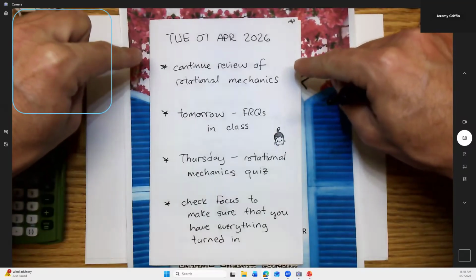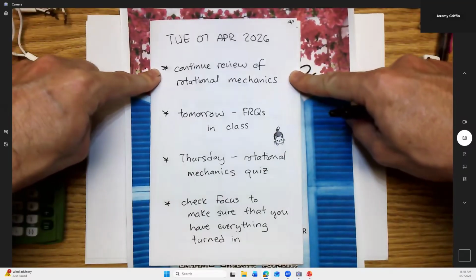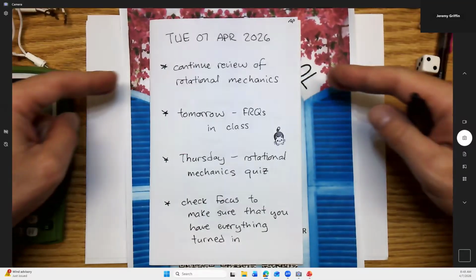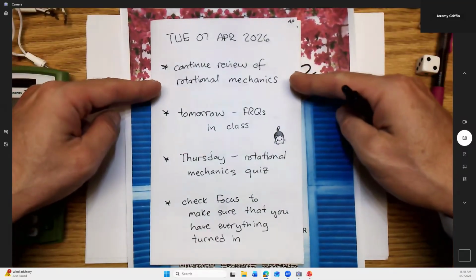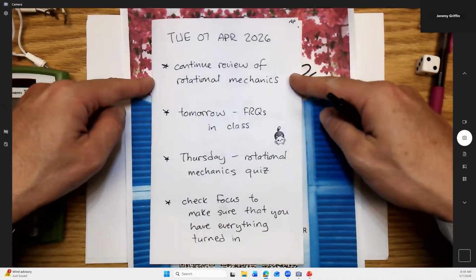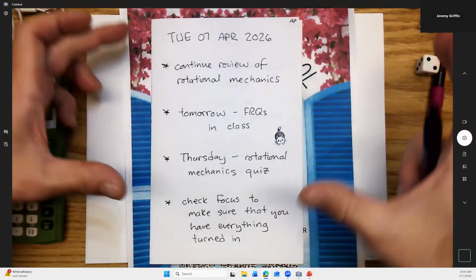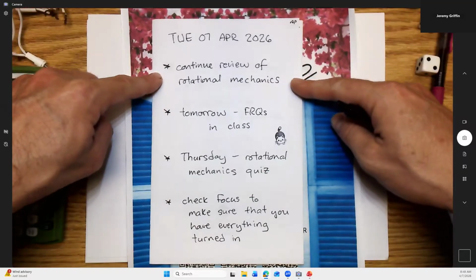We're going to continue this review of rotational mechanics. Actually, we're about halfway through exactly. And we finished a lot of the static situations, so just things being in equilibrium. And we're going to move on to the more dynamics. You're going to see more things in motion and angular acceleration today.